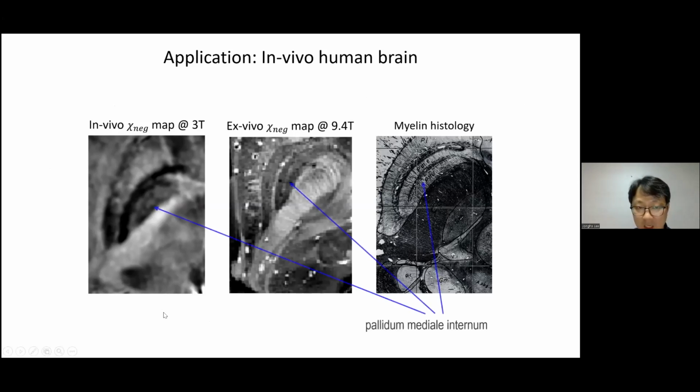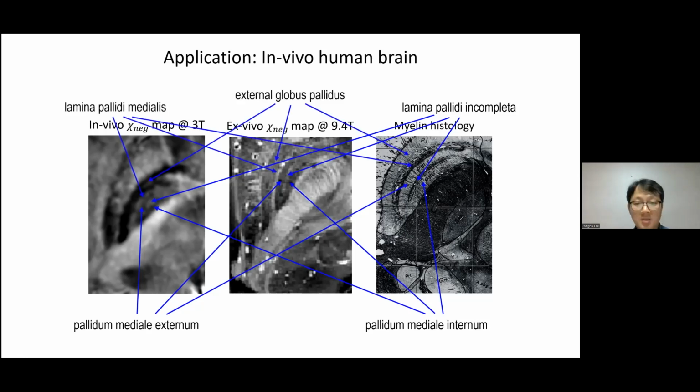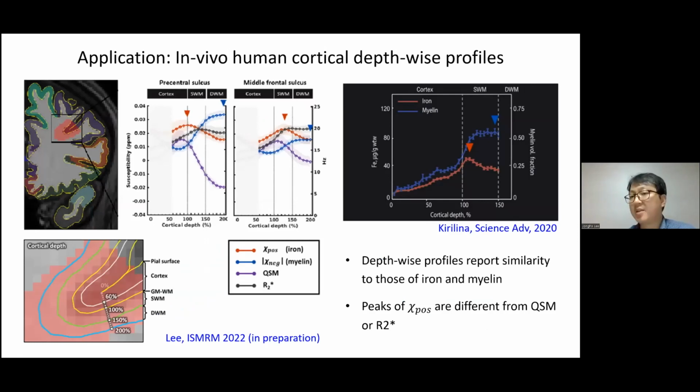What we can see here is the laminar structure of globus pallidus that you rarely see, at least at 3T. At 7T, you may be able to see them somewhat, but it's pretty difficult to see at 3T. But with this new technology, you can visualize them. So again, despite the limitations, there are good things that you can use it for, and that application is something that you may find the technology interesting.